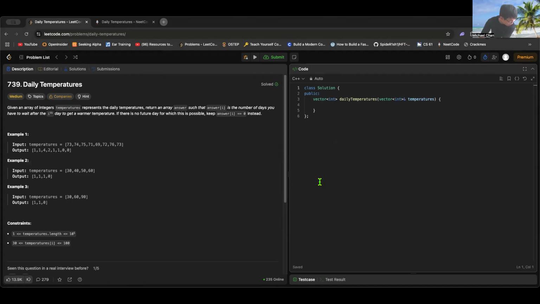Brute force would be n squared, right? Then the next optimization would be some sort of stack, I feel like. You get a warmer temperature.